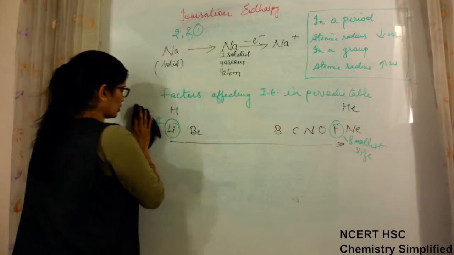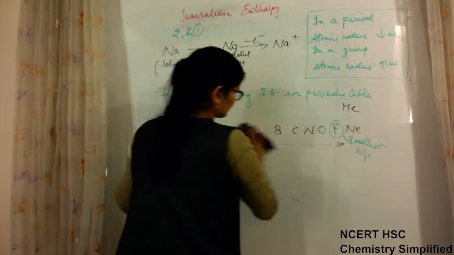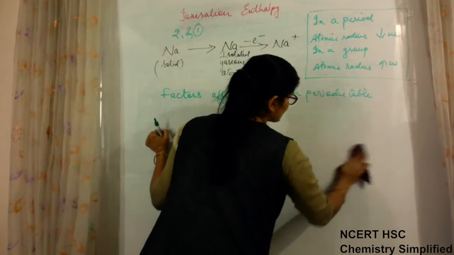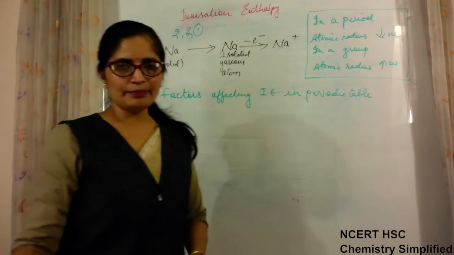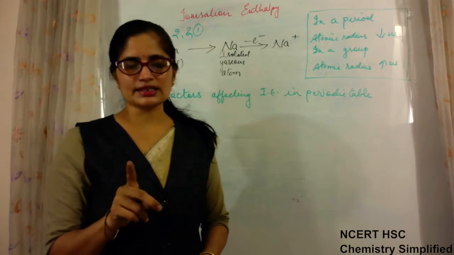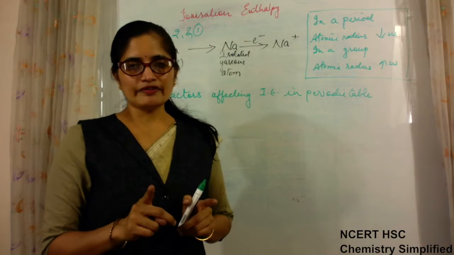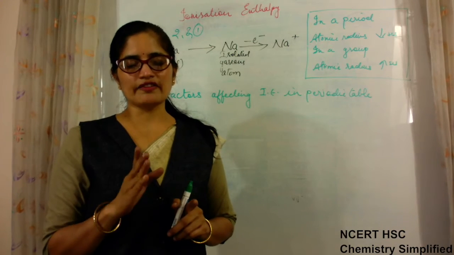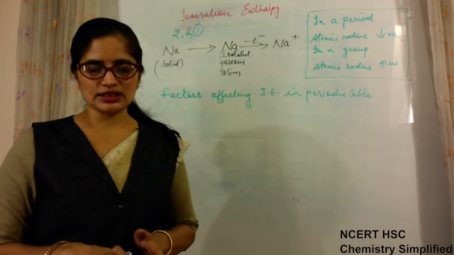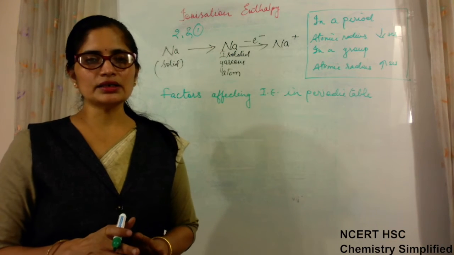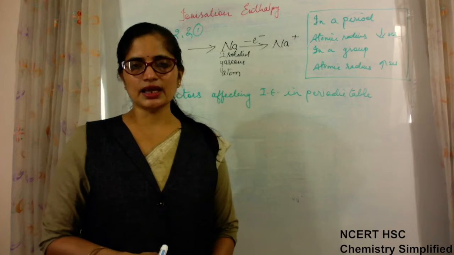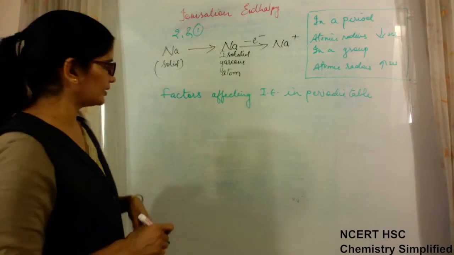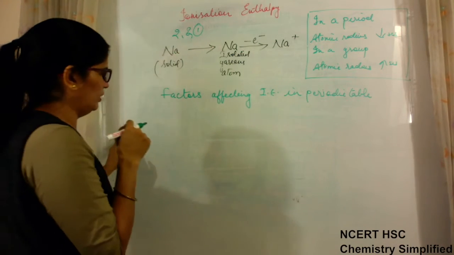If anything is not clear, you have to ask, otherwise I will not know. Factors affecting ionization enthalpy in the periodic table: the first factor we have discussed is that from left to right, nuclear charge affects the value of ionization enthalpy. Because of increased nuclear charge, the value of ionization enthalpy is increasing. Clear? Now, next.